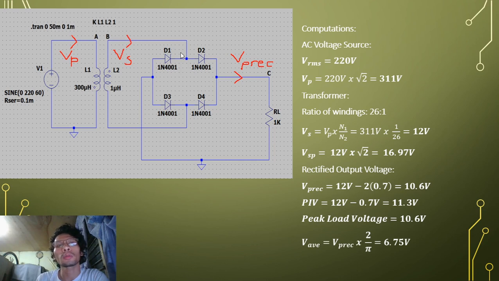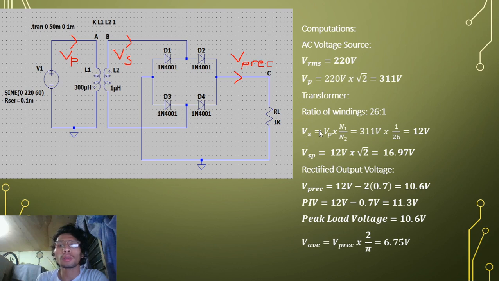For the computation, the primary voltage or VRMS is equal to 220 volts. Then the voltage peak for the VRMS is equal to 220 volts times square root of 2, which is 311 volts. Then on the transformer design, which is a 220 volts AC to 12 volts AC step down transformer, the ratio of windings is equal to 26:1.